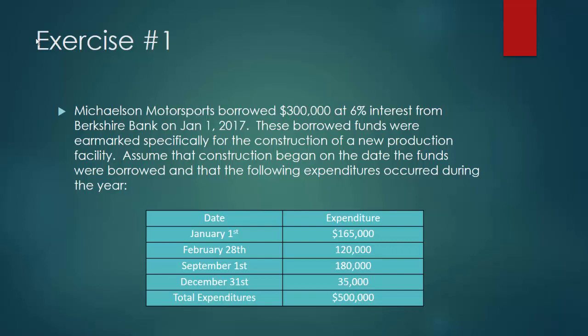And construction happened during the year. They had to make expenditures to fund this construction. What actual expenditures did they have? On January 1st, they spent $165,000. On February 28th, they spent $120,000. On September 1st, they spent $180,000. And on December 31st, they spent $35,000. In total, they spent $500,000 during the year constructing this new production facility.